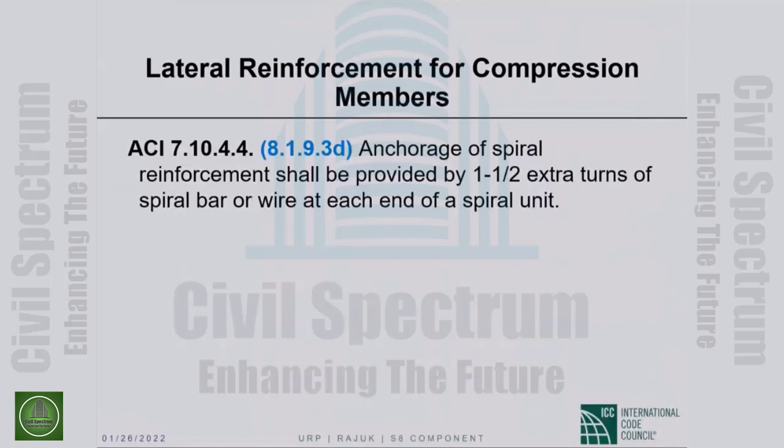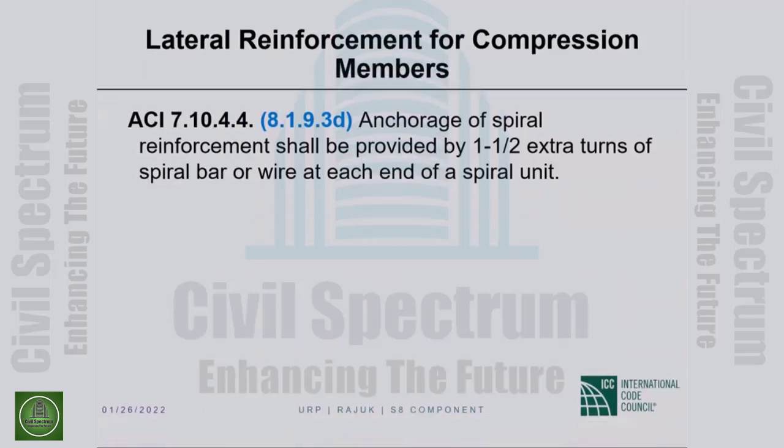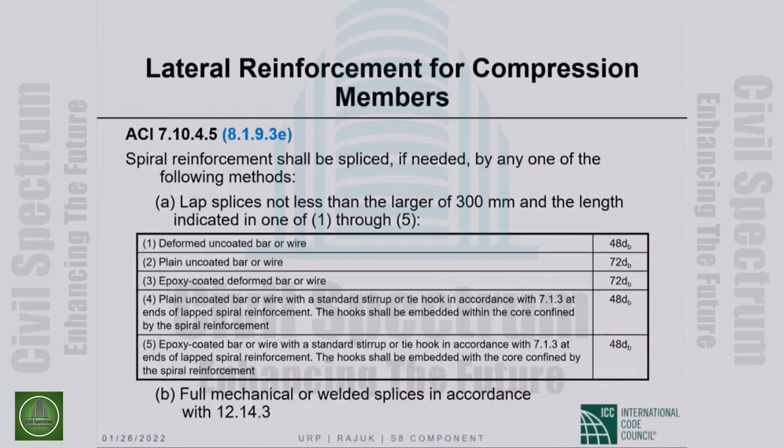Anchorage of spiral reinforcement shall be provided by 1 1/2 extra turns of spiral bar or wire at each end of a spiral unit. This is how you do it. Spiral reinforcement shall be spliced if needed by any of the following methods.